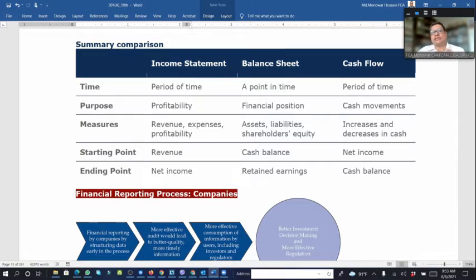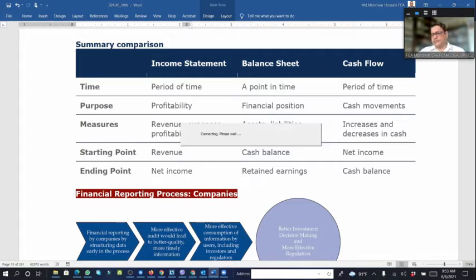And the balance sheet is a point of time, a specific point. Cash flow is a period of time. And why do we prepare the income statement? For understanding profitability, loss or income, etc. And why do we prepare the balance sheet? To know the financial position. And cash flow shows cash movement.